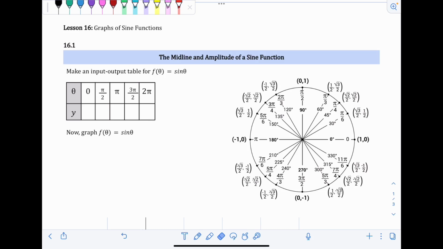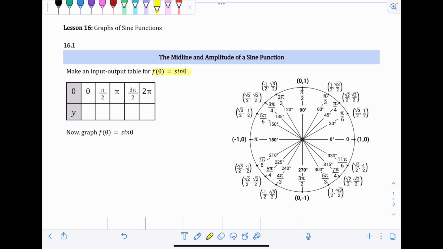Lesson 16 is graphs of sine functions, and in 16.1 we're going to learn about the midline and the amplitude of a sine function. Before we do that, we're going to graph the parent function for sine, which is f of theta equals sine of theta, and theta is just our input value. You could easily replace it with x.